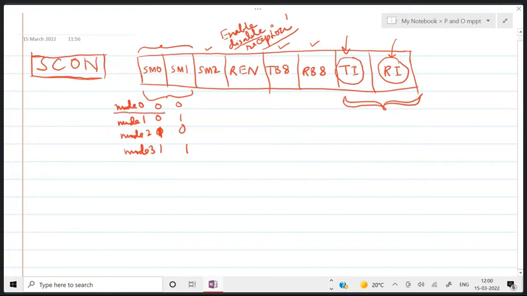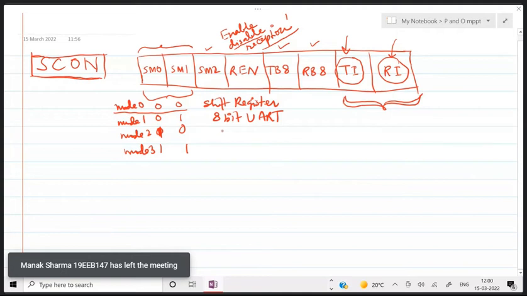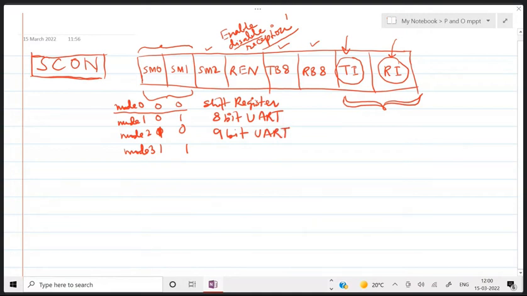Mode 0 is actually a shift register. Mode 1 is 8-bit UART, and mode 2 is 9-bit UART with one programmable bit, and mode 3 is 9-bit UART.